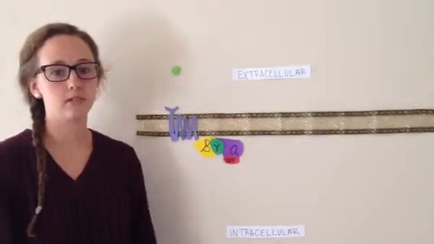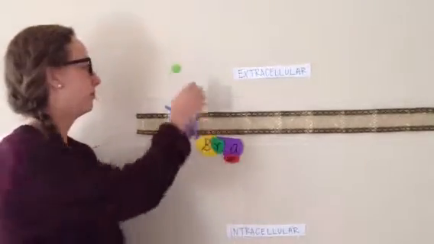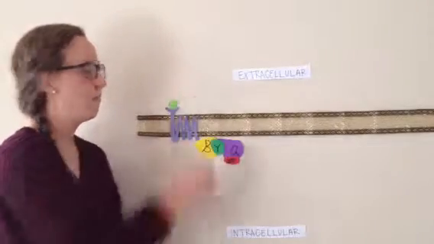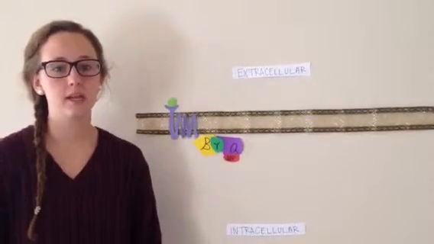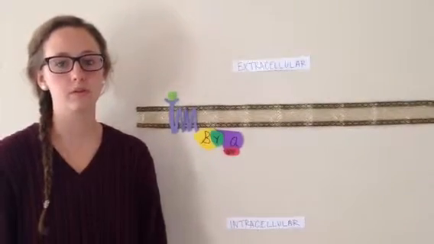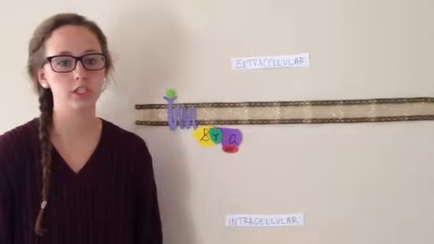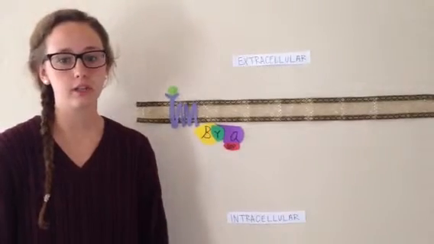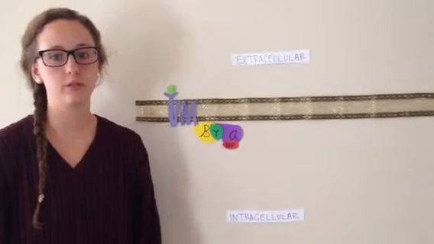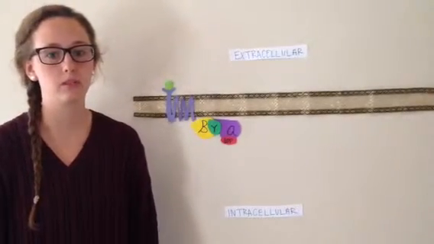First, the ligand binds to a metabotropic receptor. After the ligand binds to the receptor, the protein goes through a conformation process and it changes shape, which triggers a mechanical reaction that causes the alpha subunit to replace guanosine diphosphate with guanosine triphosphate.